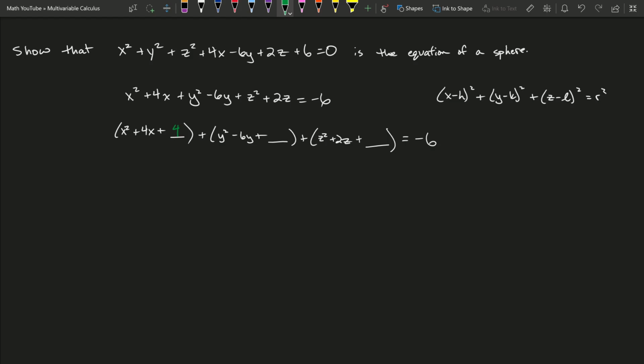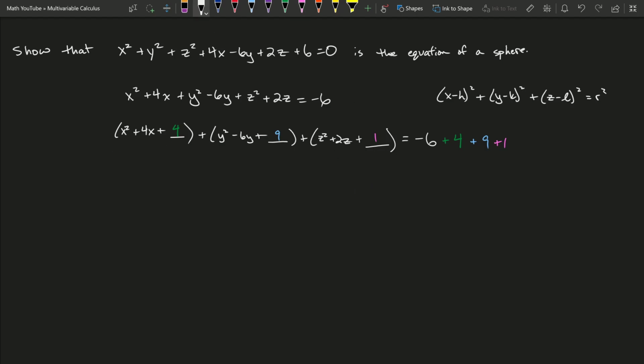Of course, whatever we add on one side, we have to add to the other side. You could have done minus 4 and then added the 4 over here, but I'm just going to choose to add it straight to the other side. We're going to do that again. We do negative 6 divided by 2, quantity squared, which is negative 3 squared, which is positive 9. So 9 goes here, and we add 9 on the right side because we want to keep this equation balanced. And 2 divided by 2, quantity squared, is 1. We're going to have a 1 here, and we add 1 to this side.